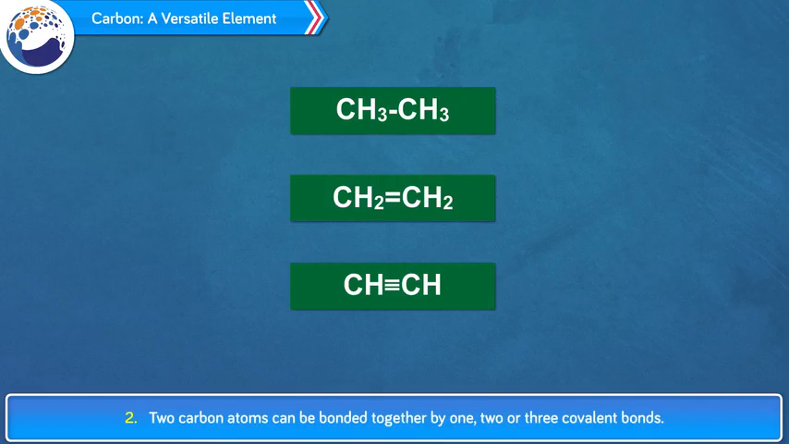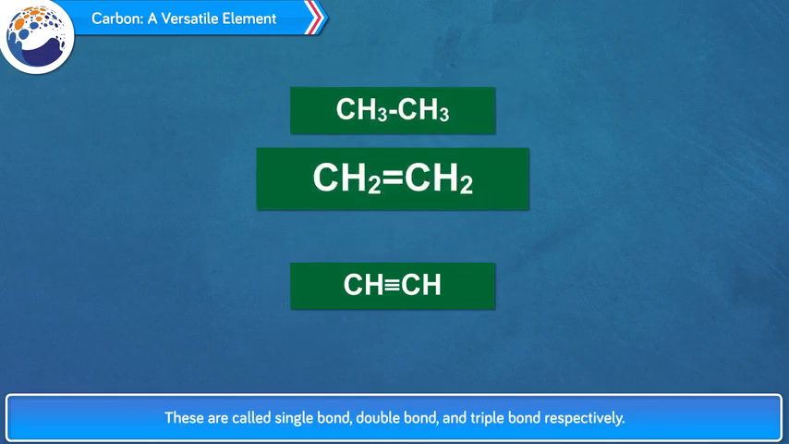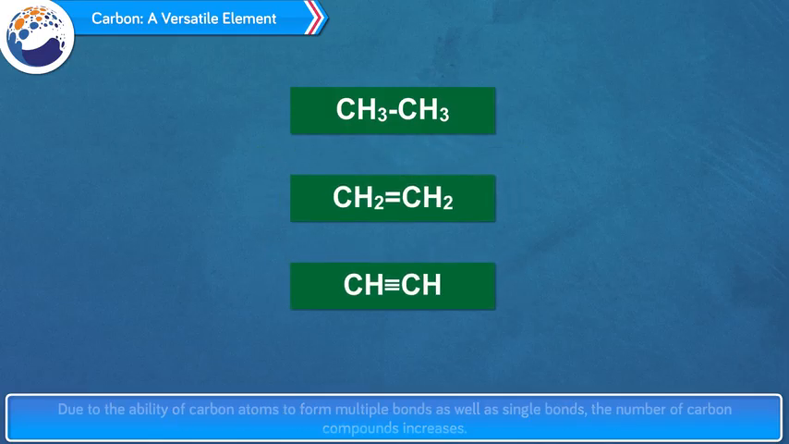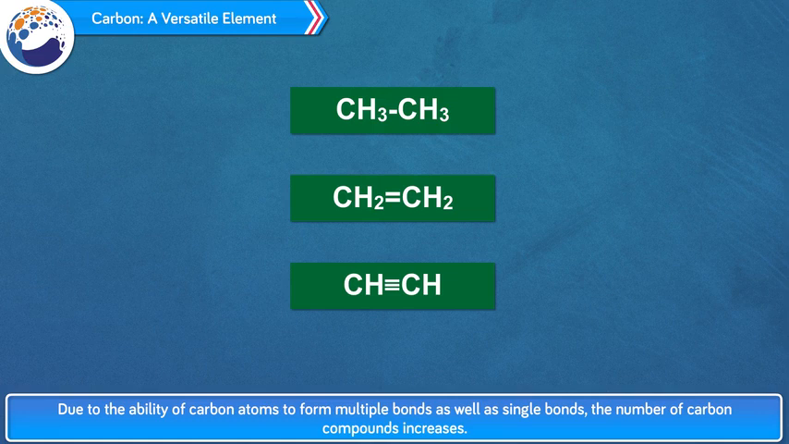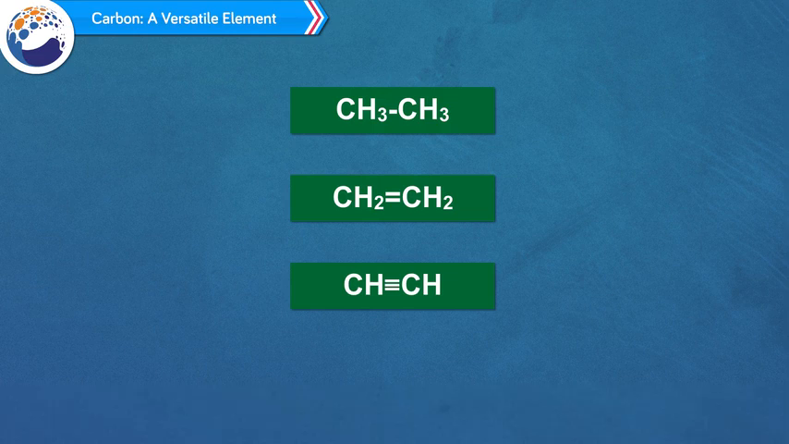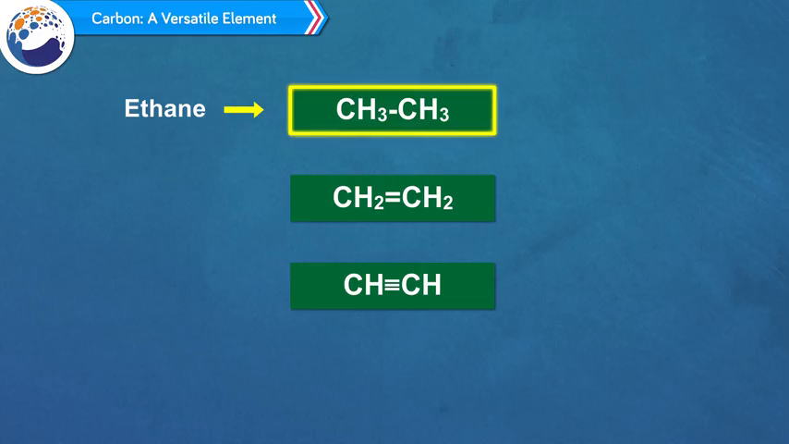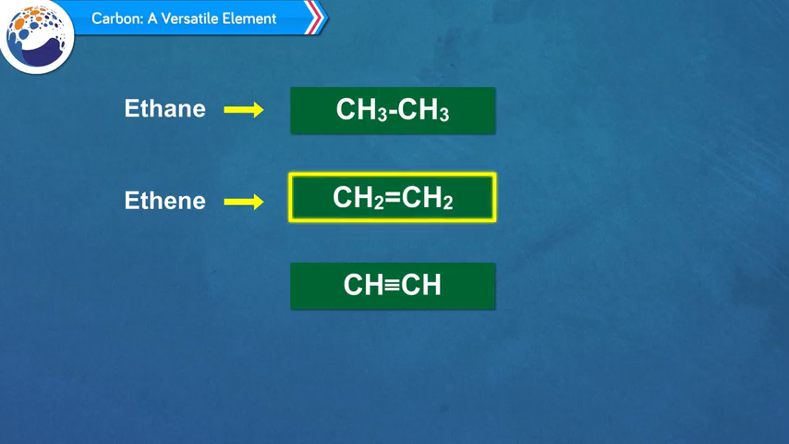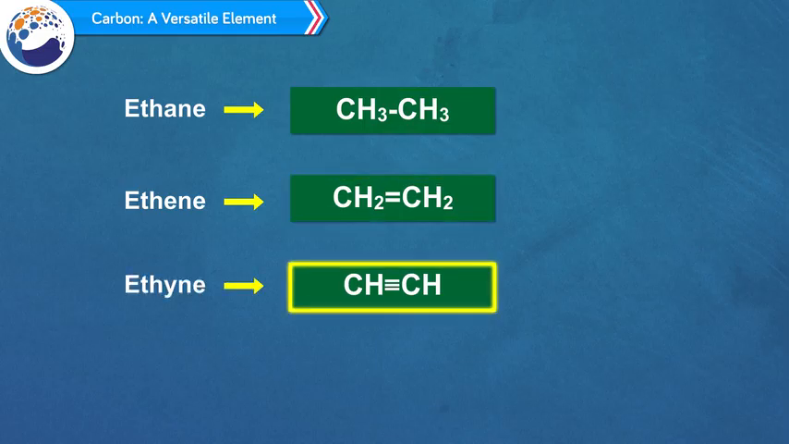2. Two carbon atoms can be bonded together by 1, 2 or 3 covalent bonds. These are called single bond, double bond and triple bond respectively. Due to the ability of carbon atoms to form multiple bonds as well as single bonds, the number of carbon compounds increases. For example, there are 3 compounds, namely ethane, CH3-CH3, ethene, CH2=CH2 and ethyne, CH≡CH, which contain 2 carbon atoms.